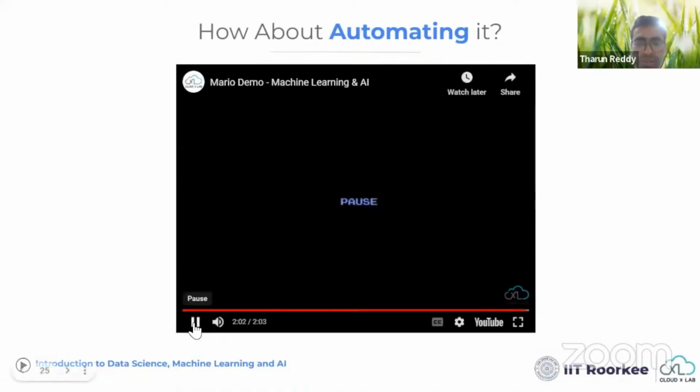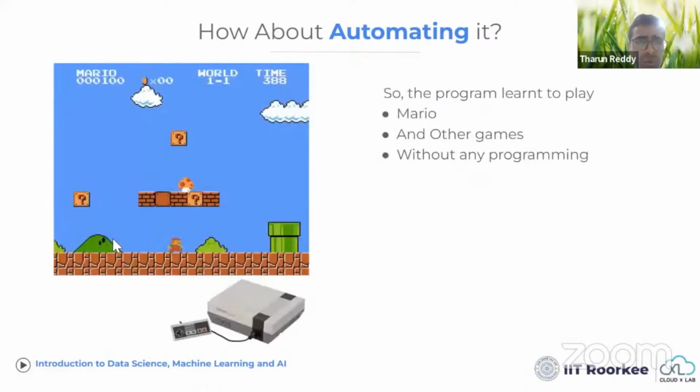All right. So this is a very classic example of how a game can be automated using machine learning. I have given only one example here, the game Mario. There are other games like AlphaGo. Everybody knows about AlphaGo, how the master of AlphaGo was defeated by the Google DeepMind program, right?